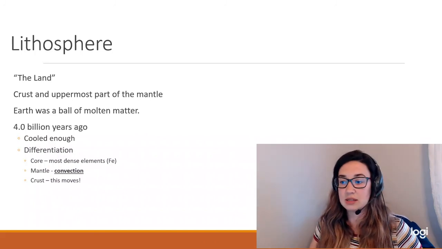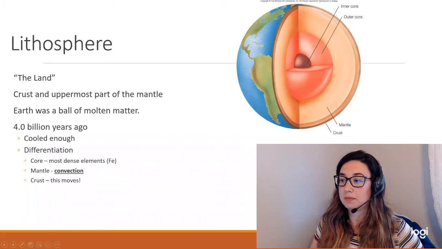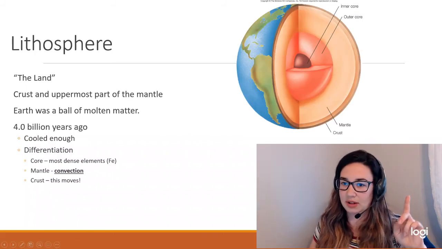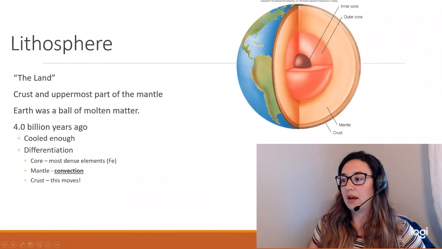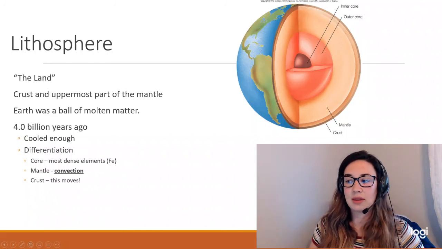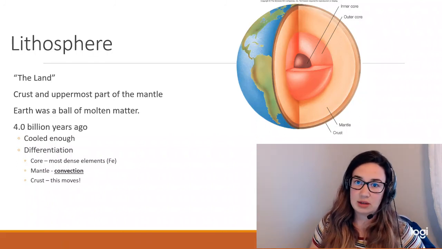This is my last slide that I have for you. Here's an image that I've included up above of the inner core, the outer core, the mantle, and the crust, basically what was created as Earth cooled.